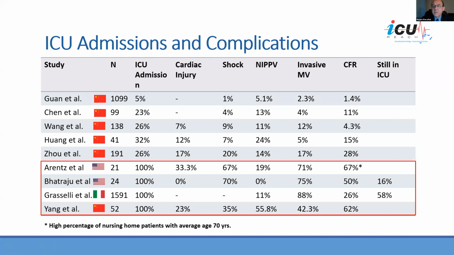The Italian study is 26%, but notice that at the time of publication, 58% of the patients were still in the intensive care unit. So it is expected that the mortality rate would likely be more than 50% in the Italian cohort study.